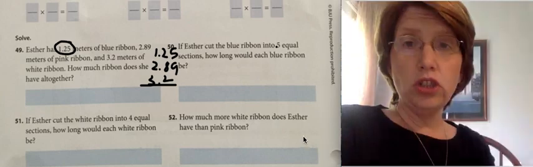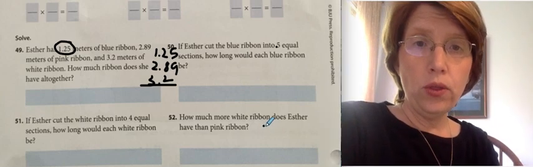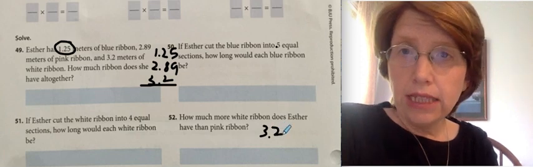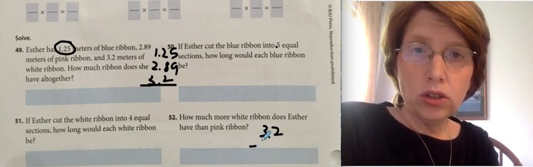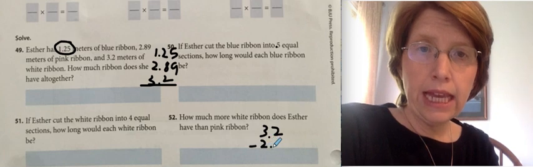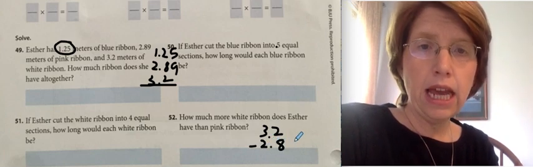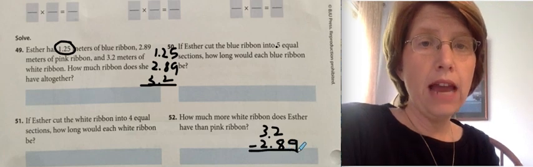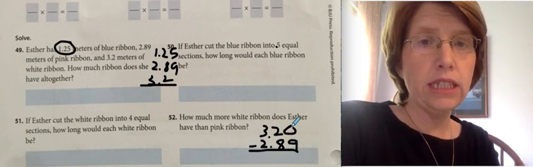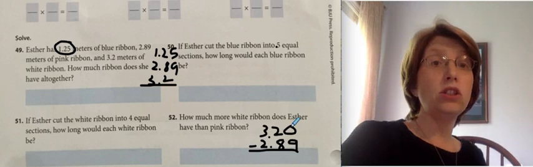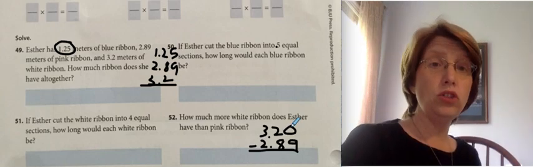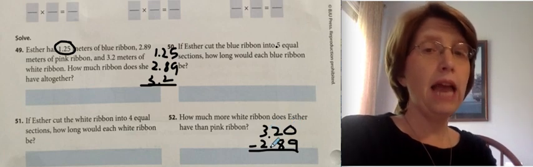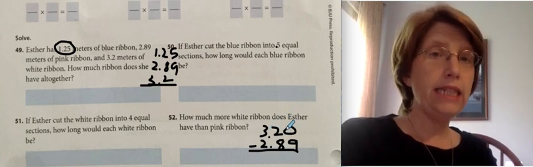Okay, so she has white ribbon, 3 and 2/10. She has pink, 2 and 89 hundredths. Now, to be able to figure this out, we are going to have to add a 0 here to this number to make sure that we can subtract well, because you can't just bring down that 9. You're going to have to subtract and borrow and make that a 10.